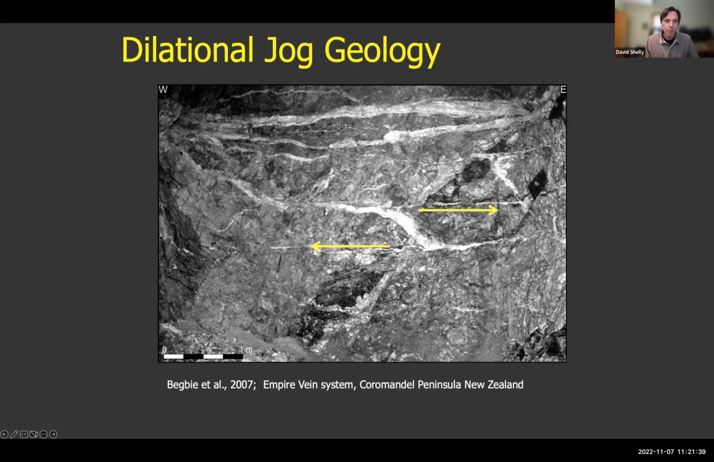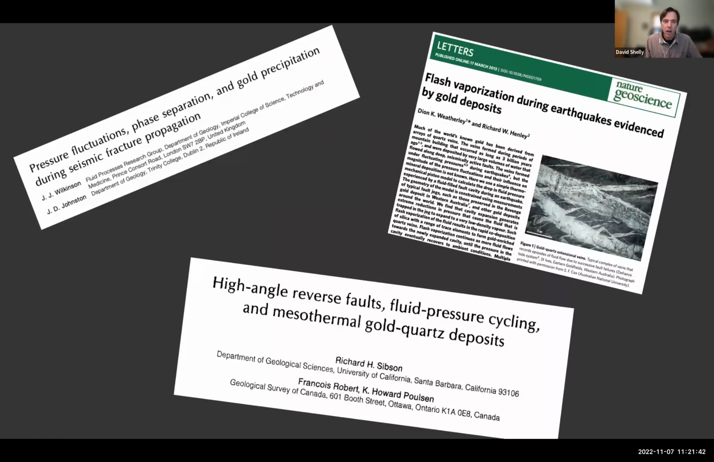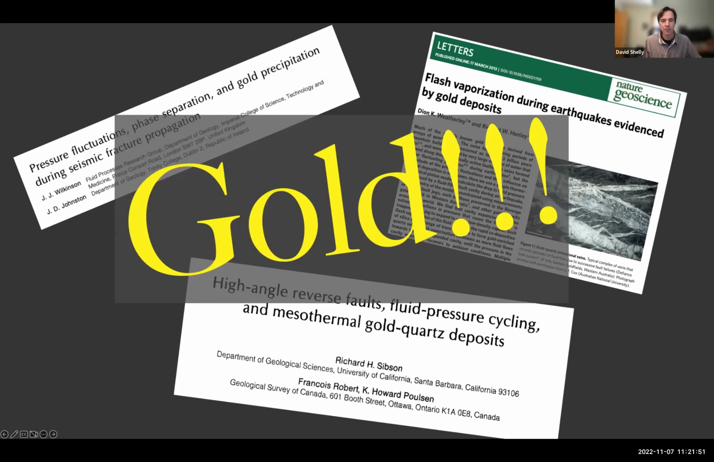And these kinds of features have been the subject of a lot of geological investigation because they're often associated with economic deposits of valuable minerals such as gold. But the interesting part for our purposes is that the faulting itself is likely an important part of the gold precipitation because of large pressure drops that are experienced by pore fluids on these non-planar fault systems.